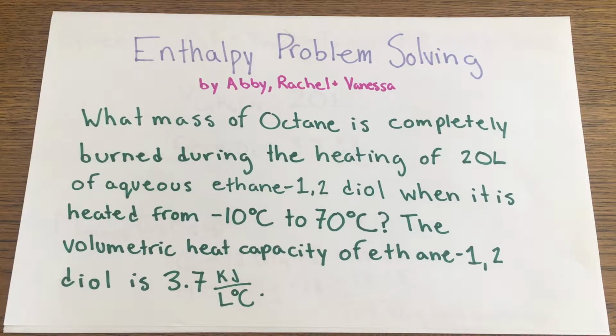Today we'll be solving an enthalpy problem. Our problem is, what mass of octane is completely burned during the heating of 20 liters of aqueous ethane 1,2-diol when it is heated from negative 10 degrees Celsius to 70 degrees Celsius? The volumetric heat capacity of ethane 1,2-diol is 3.7 kilojoules per liter degree Celsius.